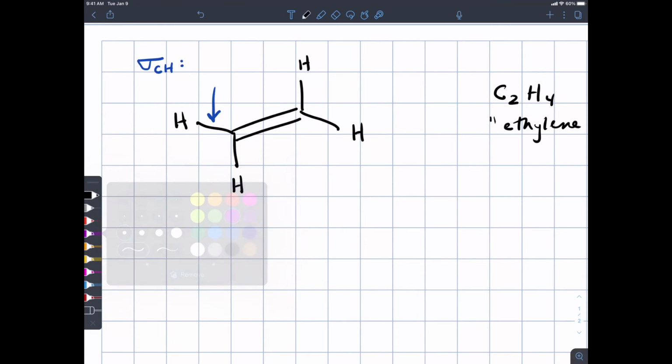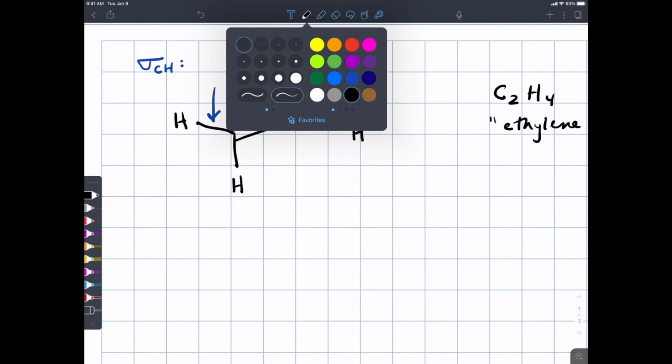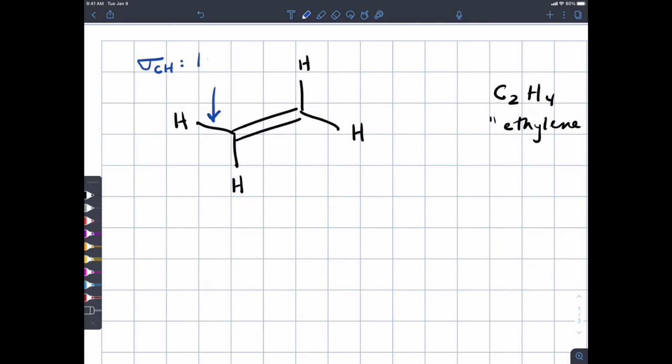Thinking about too many things at once. Right, so you've got the 1s orbital from hydrogen, and then from carbon you've got, spoiler alert, sp2. Now how do you know that it's sp2?